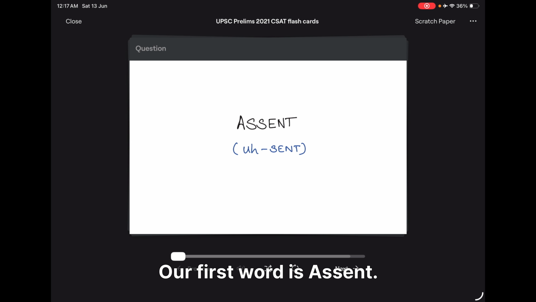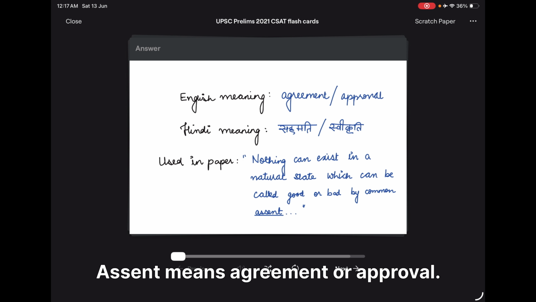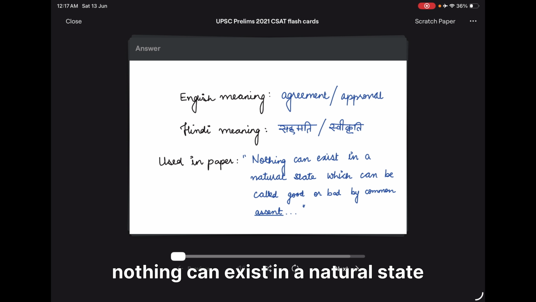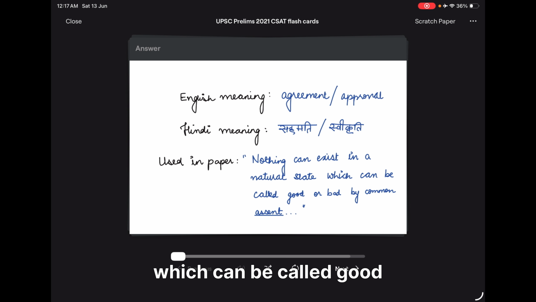Our first word is assent. Assent means agreement or approval. हिंदी में इसका अर्थ है सहमति या स्वीकृति. In the paper it was used as nothing can exist in a natural state which can be called good or bad by a common assent.